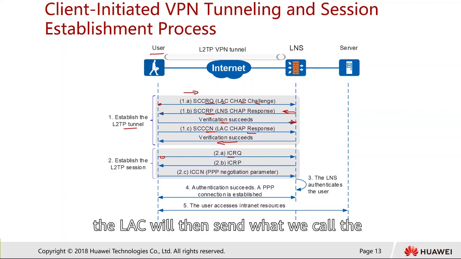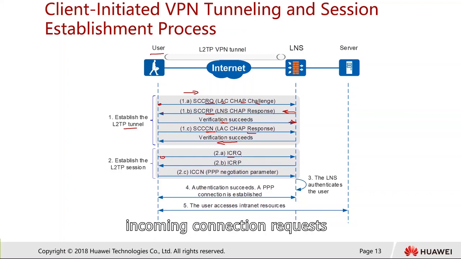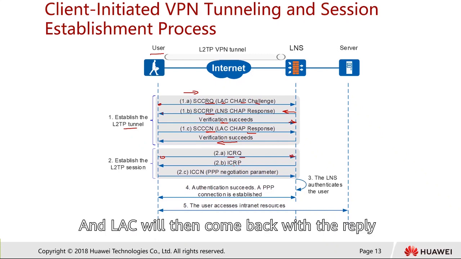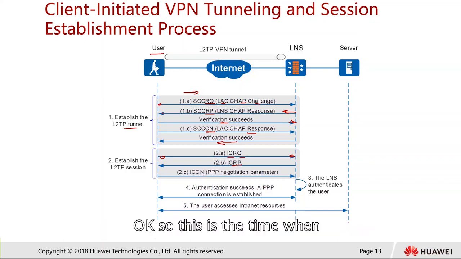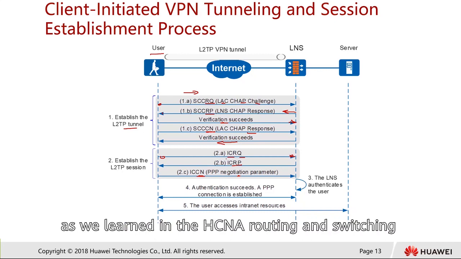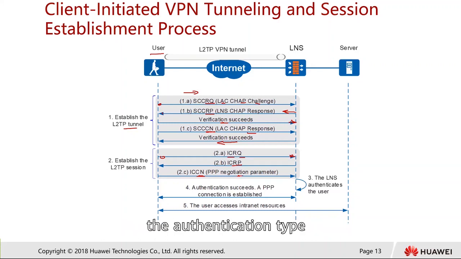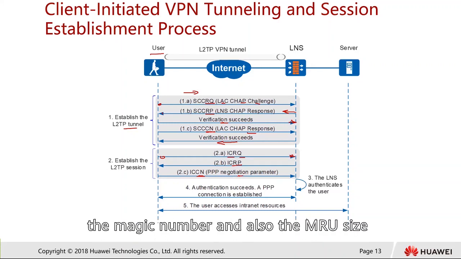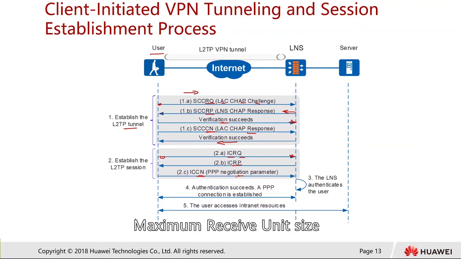The LAC will then send what we call the incoming connection request. Okay, incoming connection request. So this is sent to the LNS, and then the LNS will come back with the reply. Okay, so this is the time where they will negotiate the PPP parameters. As we learned in the HCNA routing and switching, PPP negotiation parameters involve the authentication type, the magic number, and also the MTU size. Sorry, the MRU size, maximum receive unit size. So these are the negotiation parameters, and after that they will go through the authentication process.